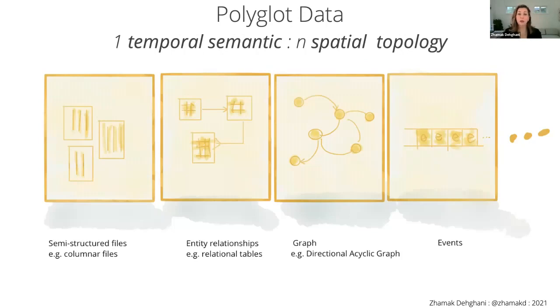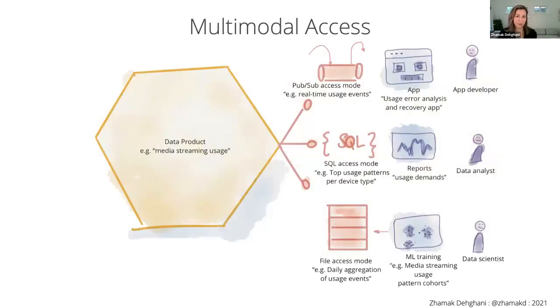And once you decide what data, at what time, what duration you want data, then you have a choice of saying, oh, actually, I want this data in the form of graphs or semi-structured files or events. This is a spatial topology. So polyglot data means that you might have many different spatial topologies of that time variant data.